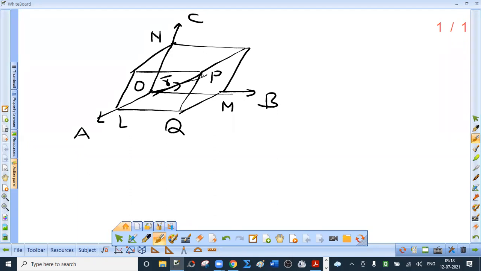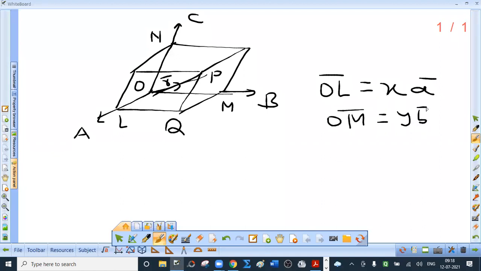Now through the point P, draw planes which are parallel to which planes? BOC, COA and AOB, intersecting the lines OA, OB and OC in which points? L, M and N respectively. Now OL bar and A bar are collinear vectors. So there exists a non-zero scalar, say X, such that I can say OL bar equal to XA bar, right? Similarly, can I say OM bar equal to YB bar? And what is ON bar? It is nothing but ZC bar. See, instead of taking XYZ, you can consider other scalars also, but do not take ABC because small a is the magnitude of the vector A bar.